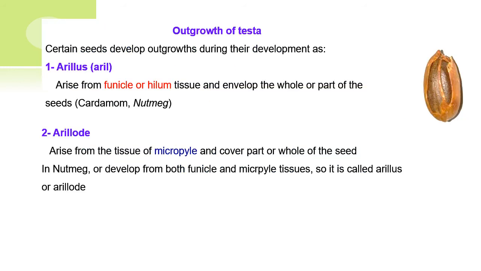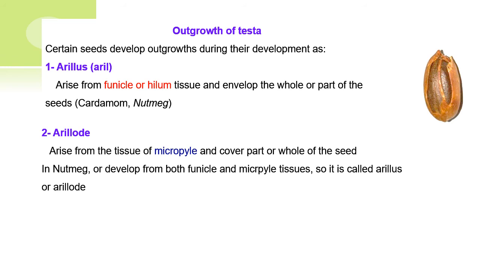Sometimes the seed or the seed coat develops outgrowths during its development, with different characteristic shapes according to the type of the plant. The first outgrowth is the arillus or aril. This outgrowth arises from the funicle or the hilum tissue and covers the whole or part of the seed, as in cardamom or nutmeg. This is the shape of the aril arising from the funicle or hilum and covering the seed completely or part of the seed.